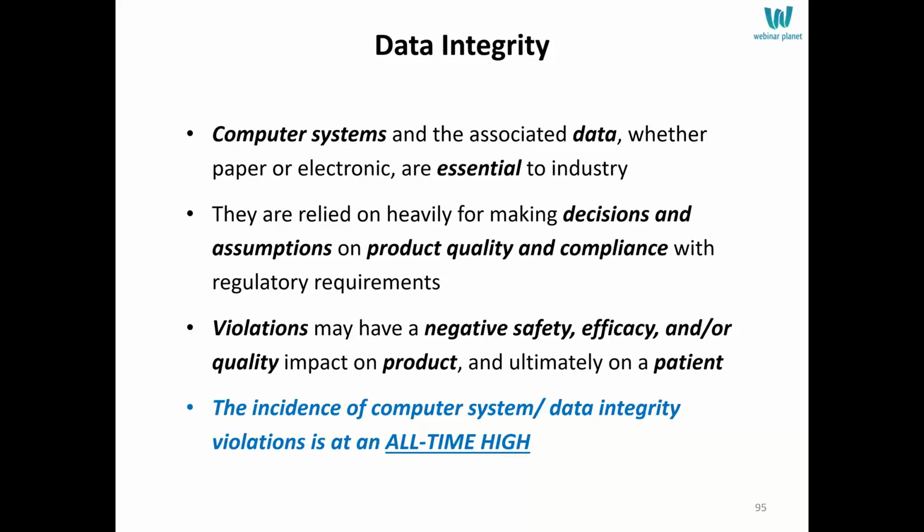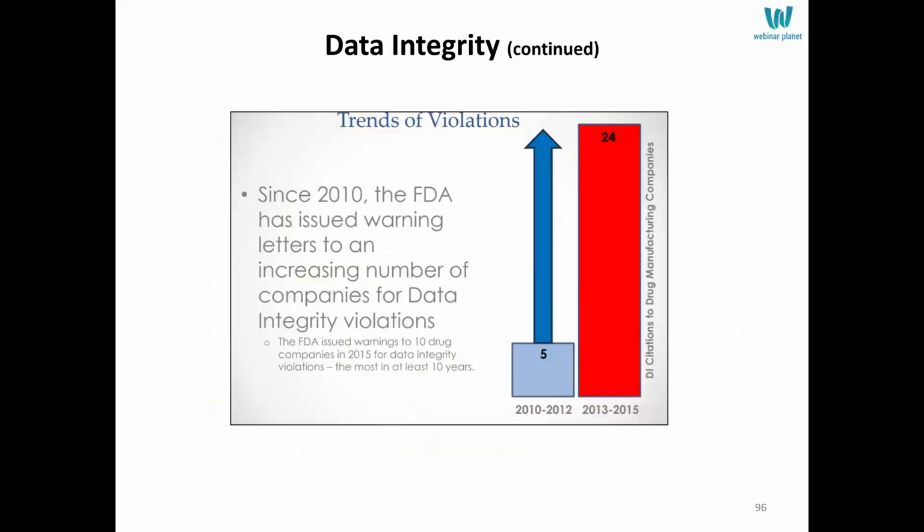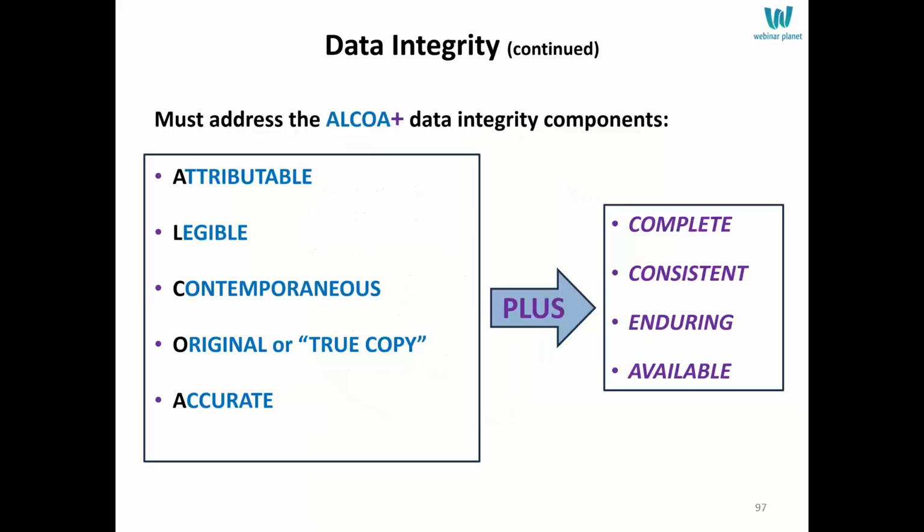And data integrity, again, violations have been exponentially increasing, and there have been no new requirements. We see from 2010 to 12, we saw 5 warning letters with data integrity violations. In 2013 to 15, there were 24, almost a 5-fold increase. And what does data integrity mean? Your data has to be attributable, legible, contemporaneous, original or true copy, and accurate, plus complete, consistent, enduring, and available.